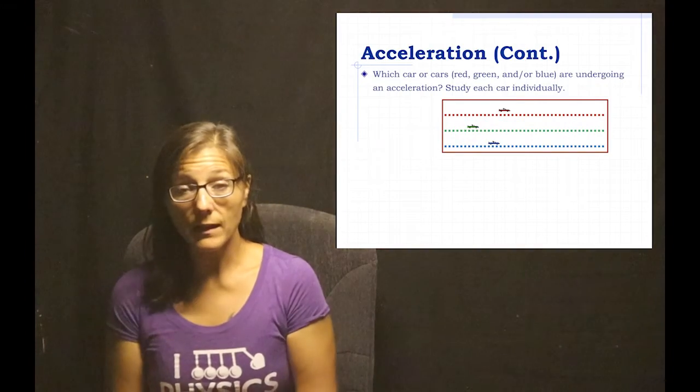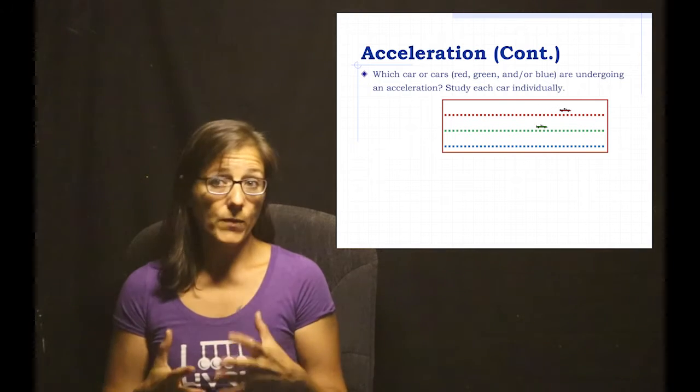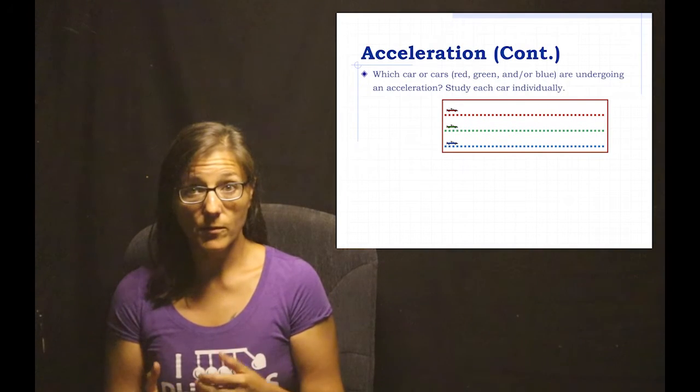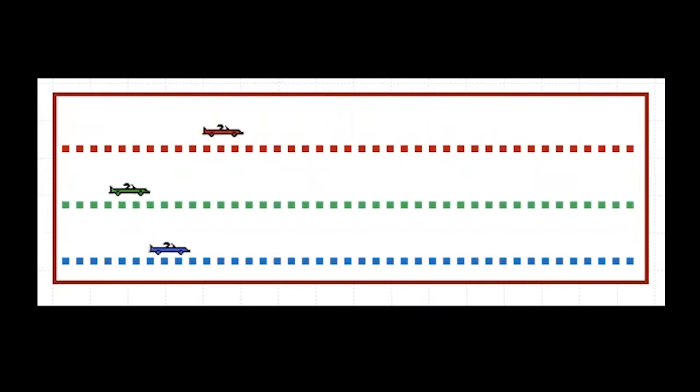Okay, so an interesting thing to consider is these red, green, and blue cars. One of them is not accelerating. Take a really good look at that video, and you can replay it a couple times if you want to, and figure out which one of these is not accelerating. And then take a look at it and figure out which one of them is accelerating more.